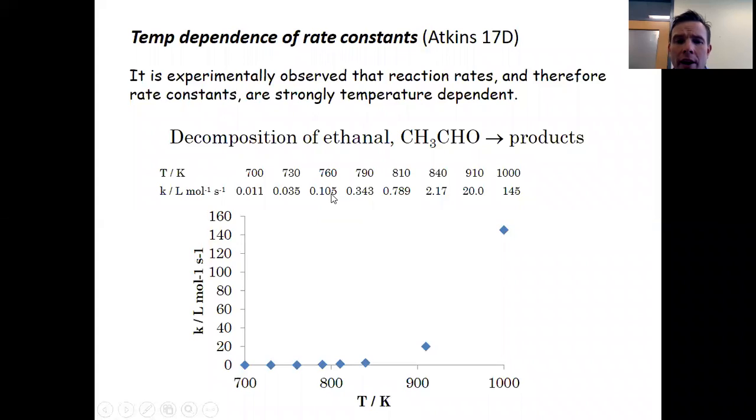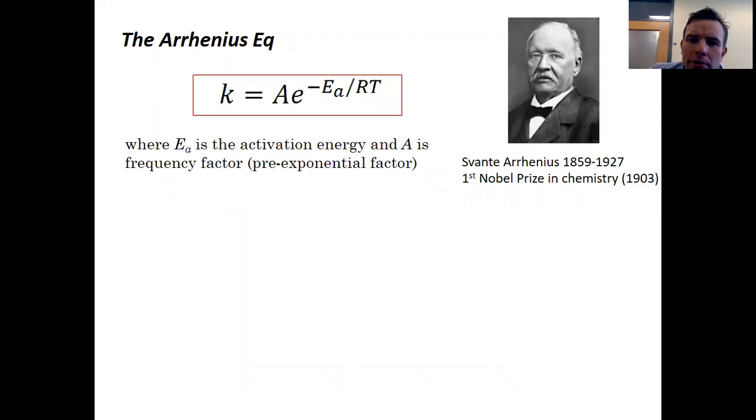You go up another 10%, and you're up 2 orders of magnitude. You go up a 50% increase in temperature, and you're now like 3 orders of magnitude increase in the rate constant. Right? The rate constant goes through the roof. They're strongly, strongly, strongly temperature dependent. And the person who first described this behavior was Arrhenius. The equation that he used to describe it, we refer to as the Arrhenius equation.